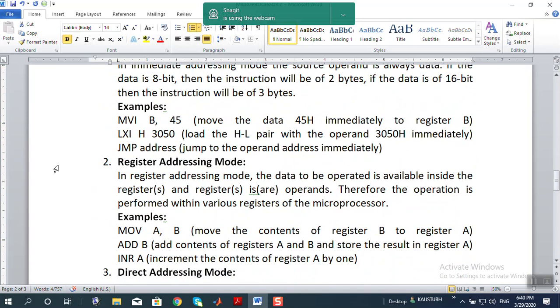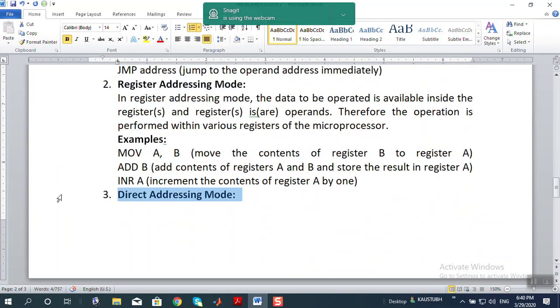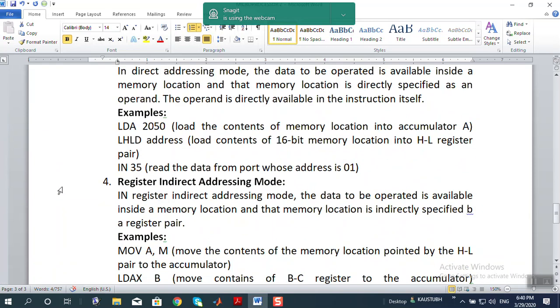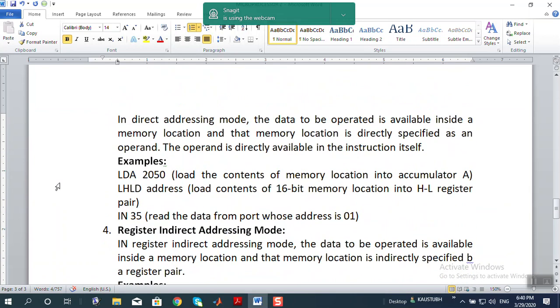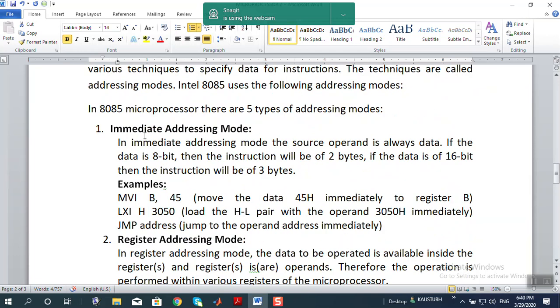Immediate addressing mode, register addressing mode, direct addressing mode, register indirect addressing mode, and implied or also implicit addressing mode. Now I will tell you one by one. What is immediate addressing mode?